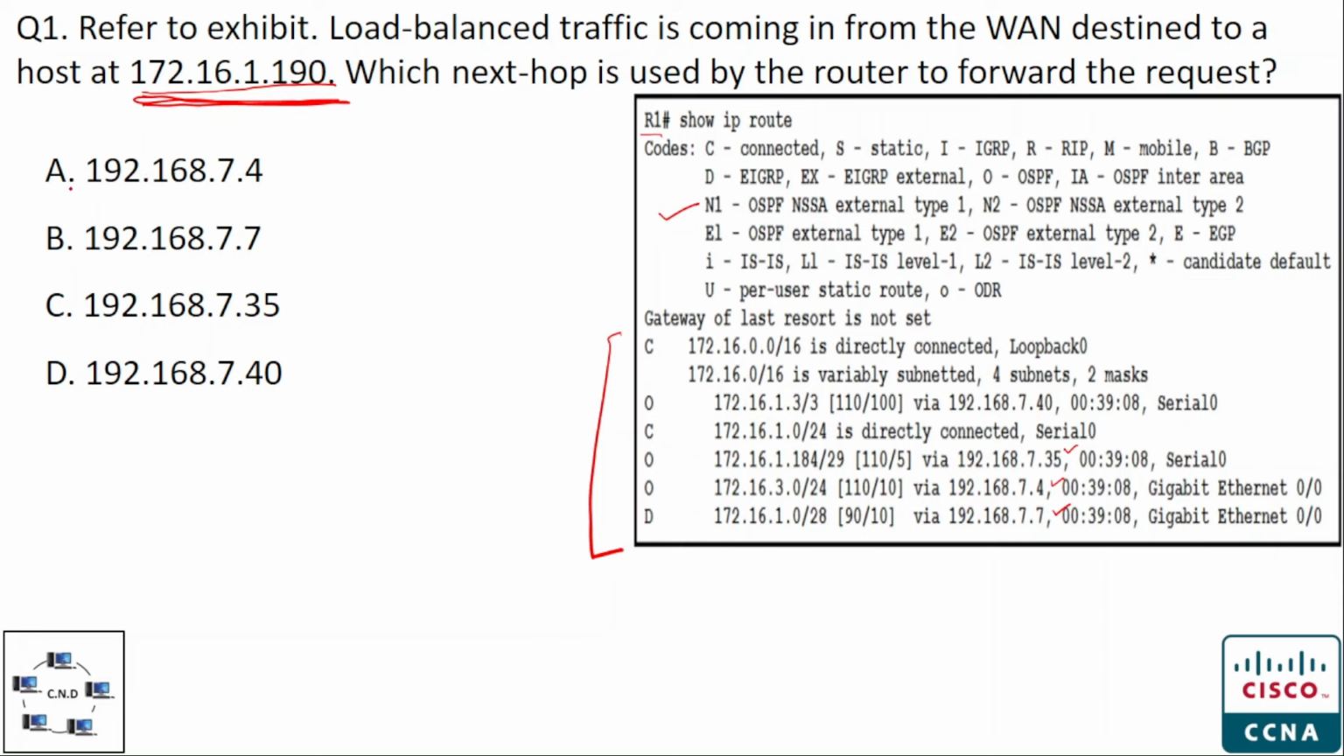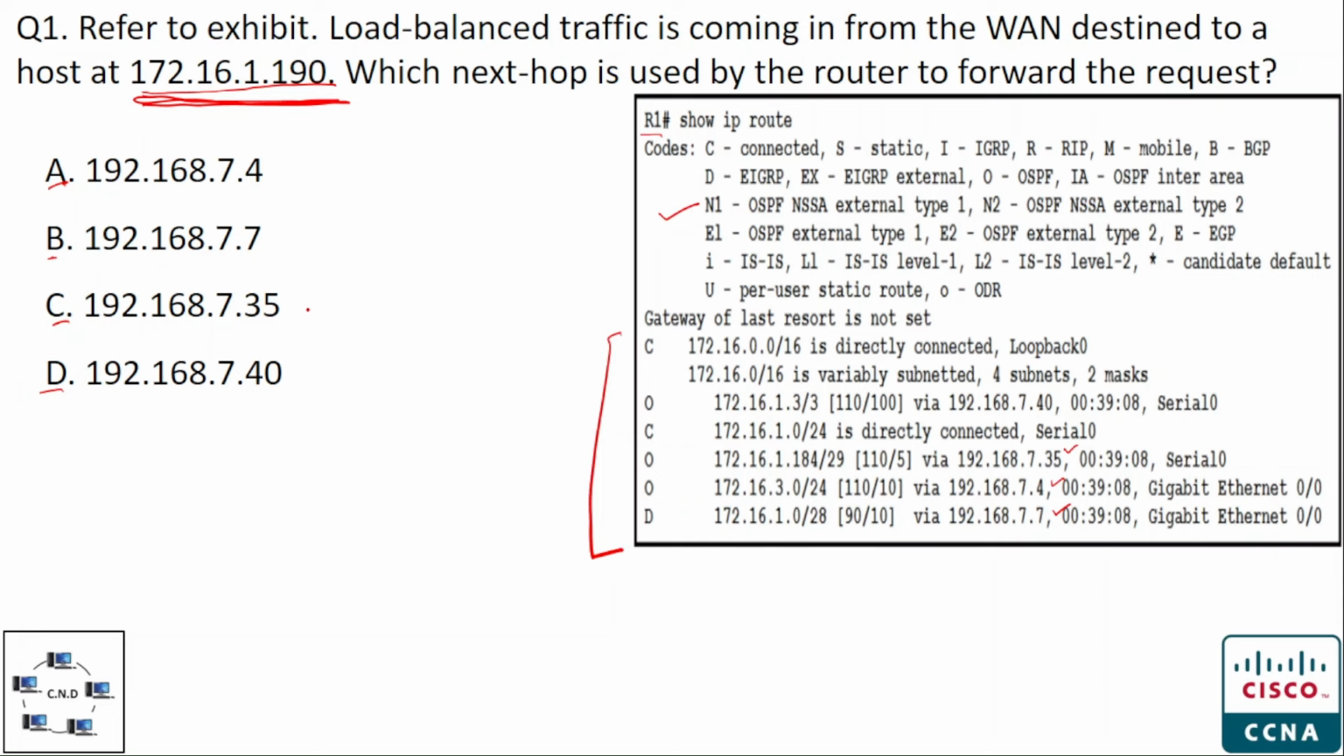So the options are: option A, 192.168.7.4. Option B, 192.168.7.7. Option C, 192.168.7.35. And option D, 192.168.7.40. So let me first highlight the correct option and then I will explain it.